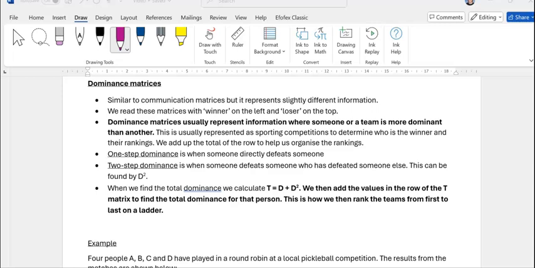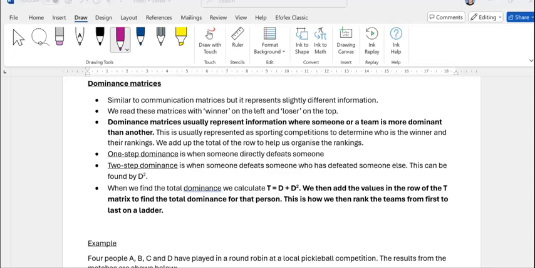Another application of binary matrices is dominance matrices. You'll notice when we do some calculations in a moment that the actual calculating and the process involved is identical to communication matrices. The only difference is that our matrix represents different information. So the ones and the zeros in this case relate to who wins and who loses in a sporting competition.